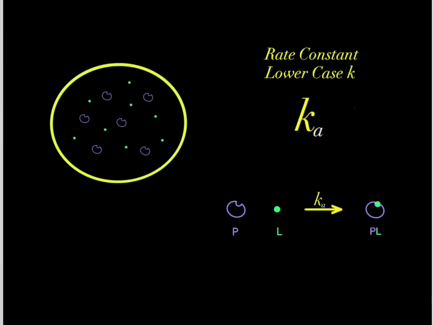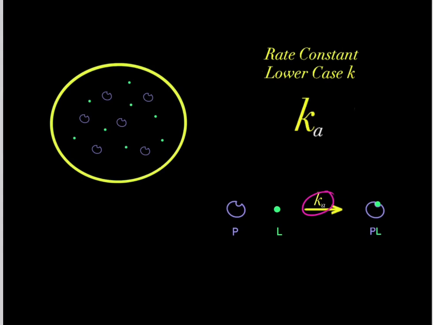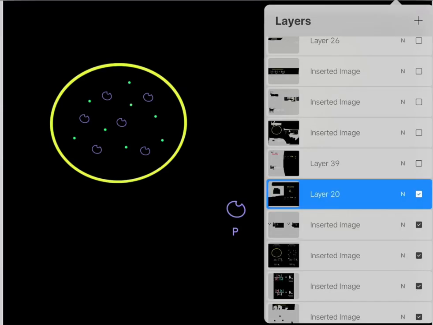So in general chemistry, you've probably learned about this lowercase k, these rate constants. And you probably learned that every single chemical reaction has its own rate constant. For example, if this ligand binds to this protein, this is a chemical reaction. So this reaction has a rate constant. Every reaction has a rate constant. And the higher the rate constant, the faster this chemical reaction.